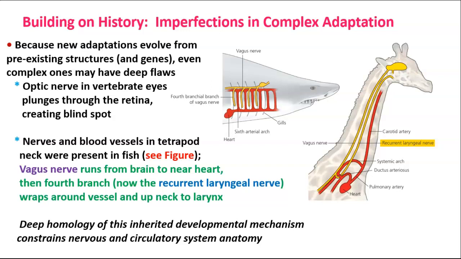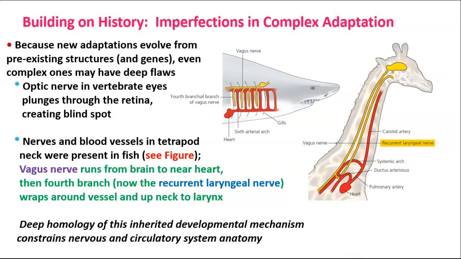So the vagus nerve, which you can see in the figure, is found in both the shark and in us, or a giraffe, and runs from the brain posterior to near the heart. And then a fourth branch of that nerve, which is now the recurrent laryngeal nerve, wraps around a blood vessel in the neck, or in the case of the shark, you can see it wraps around a blood vessel, and it goes up the neck to the larynx, to the voice box. The laryngeal nerve goes to the larynx. So check out that giraffe.